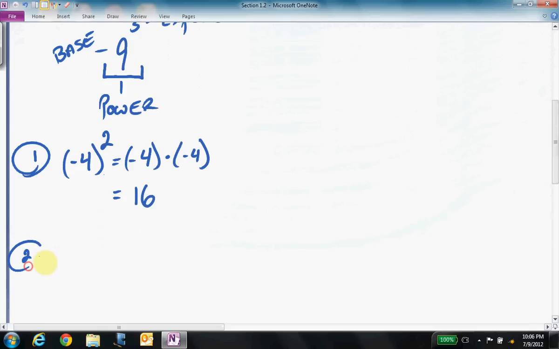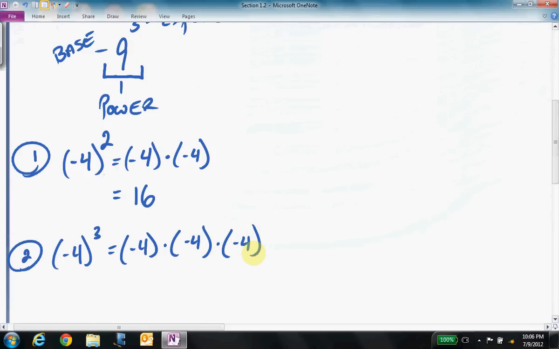If I had negative 4 cubed, we know that that's going to tell us to write negative 4 times negative 4 times negative 4. Well, how many negatives do we have there? There are 3. So a negative times a negative is a positive, and then a positive times a negative is going to give you a negative. So what's our answer? Our answer will be negative 64.